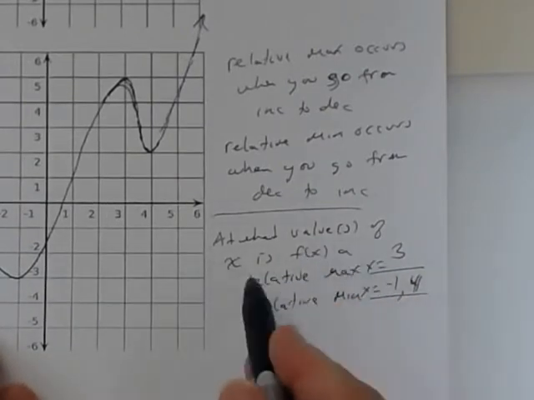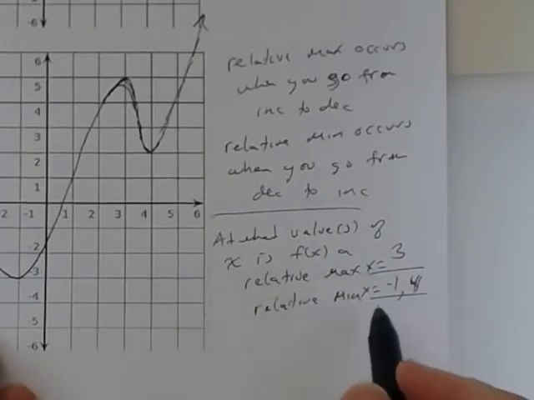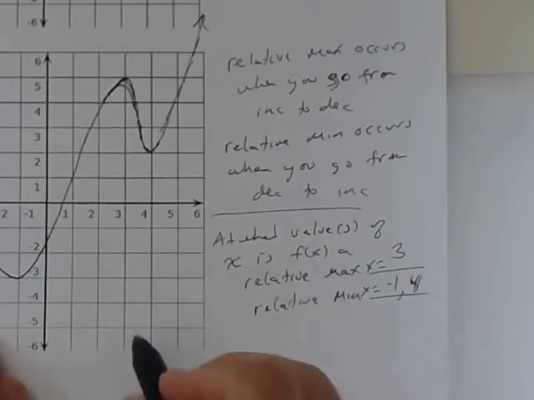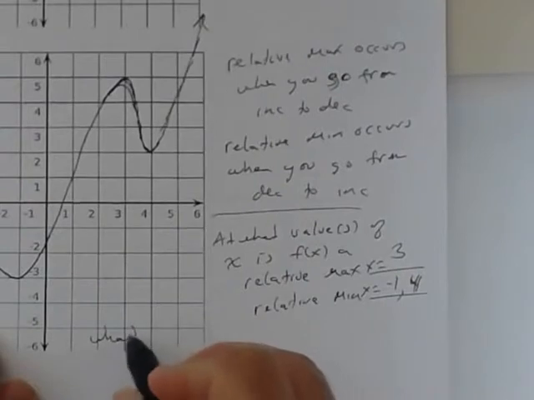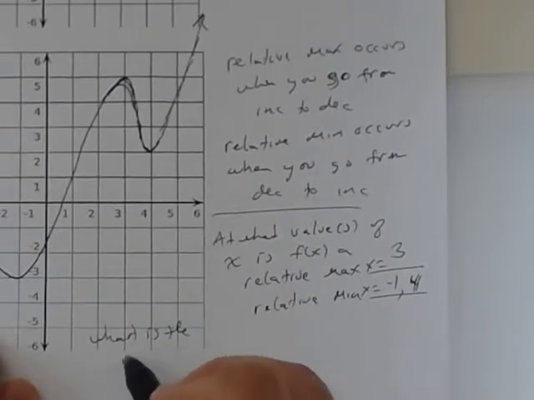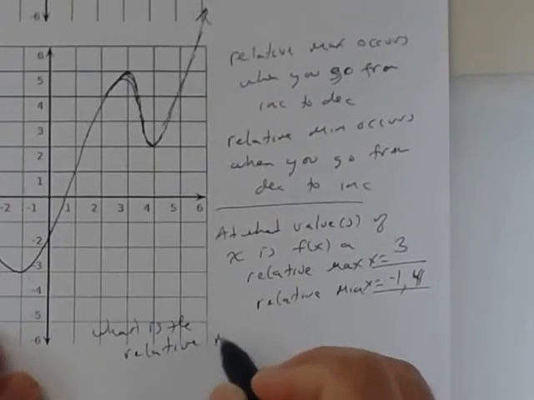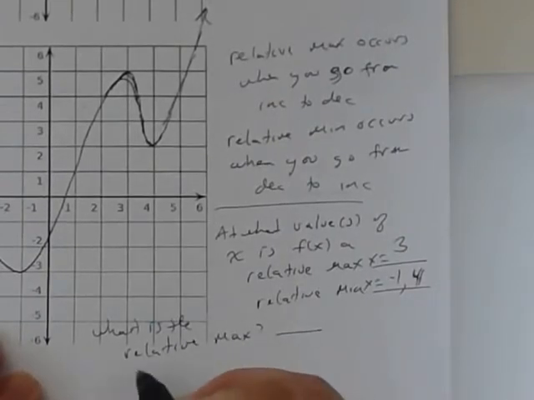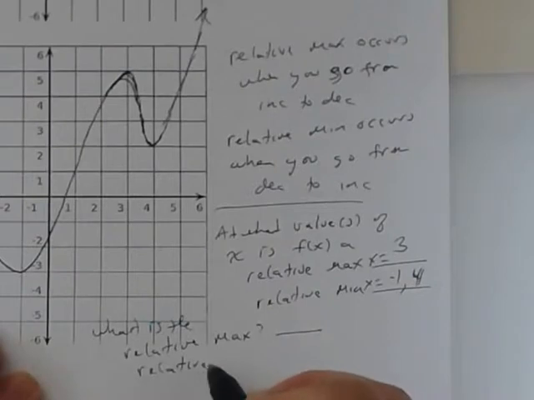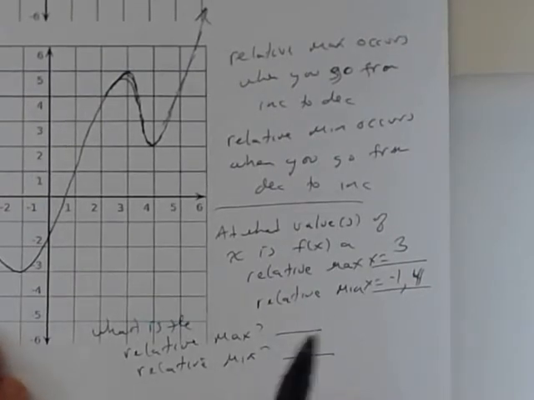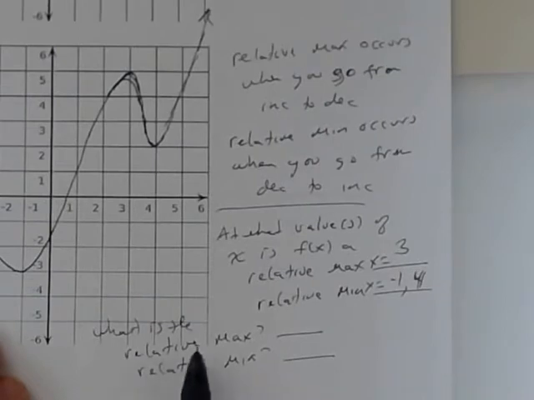Okay, so what values of x is f of x a relative max or relative min? All right, and the question is, what is the relative max and relative min? All right, so what is relative max, relative min?